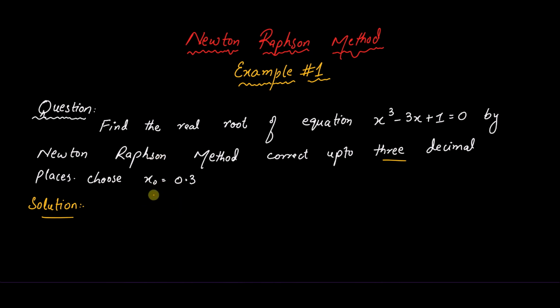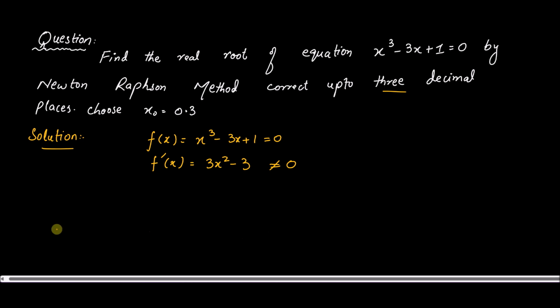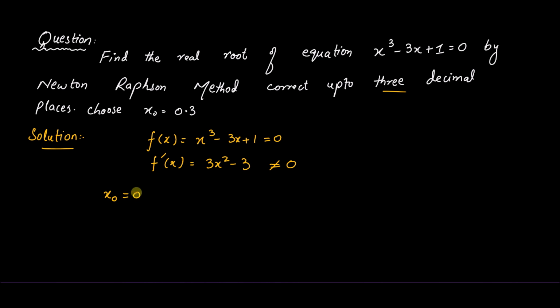First of all, we are going to extract the function from the statement. So we have the function f of x equals x cube minus 3x plus 1 equals 0. After that, we are going to find the first derivative, so 3x square minus 3, and make sure that the first derivative should not be equal to 0. After that, we use the initial guess 0.3, and by using this guess we are going to find the first iteration.